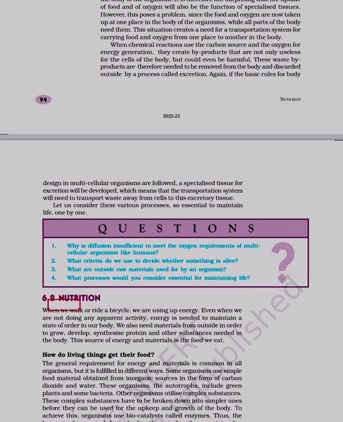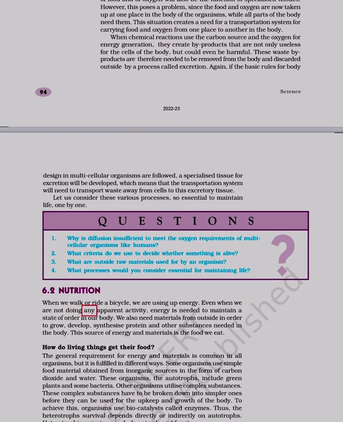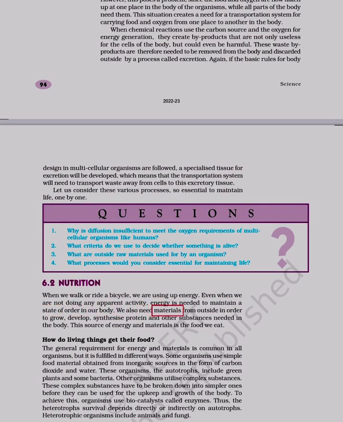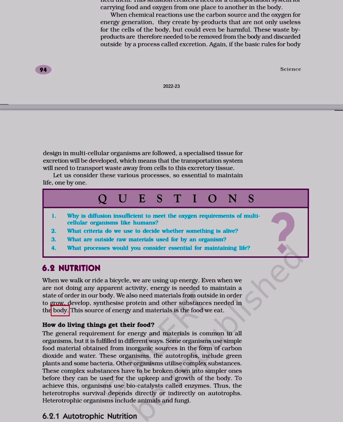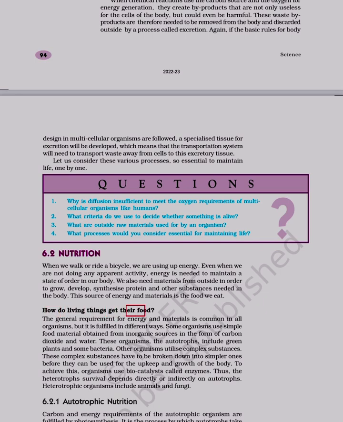6.2 Nutrition. When we walk or ride a bicycle, we are using up energy. Even when we are not doing any apparent activity, energy is needed to maintain a state of order in our body. We also need materials from outside in order to grow, develop, synthesize protein and other substances needed in the body. This source of energy and materials is the food we eat. How do living things get their food?